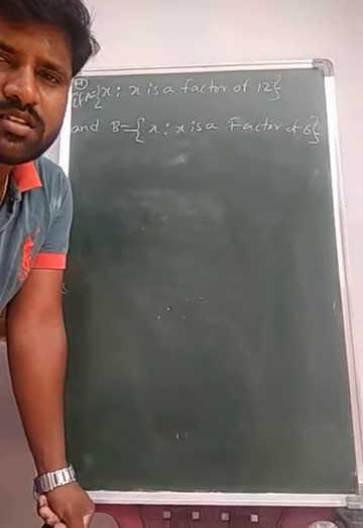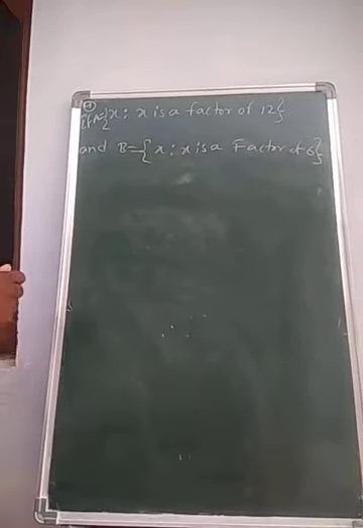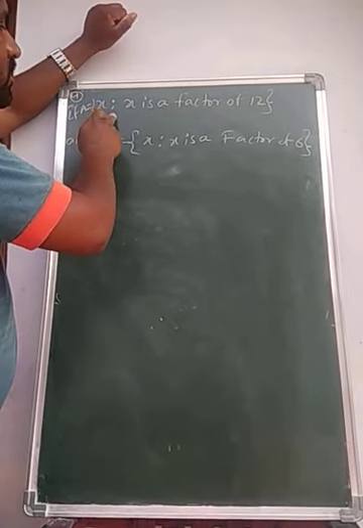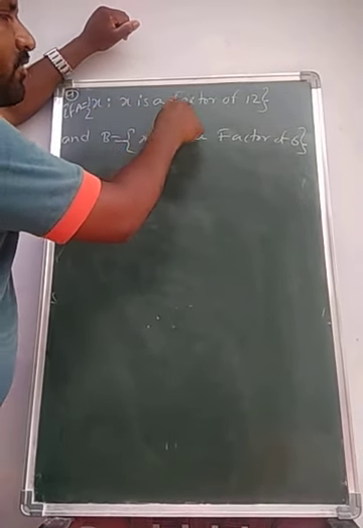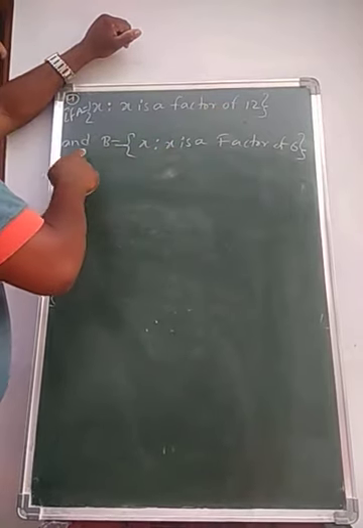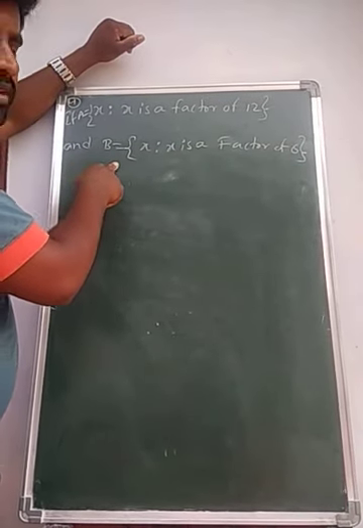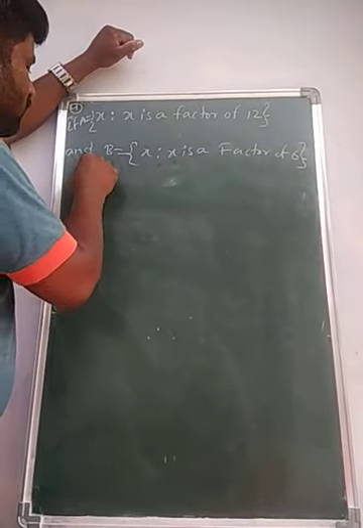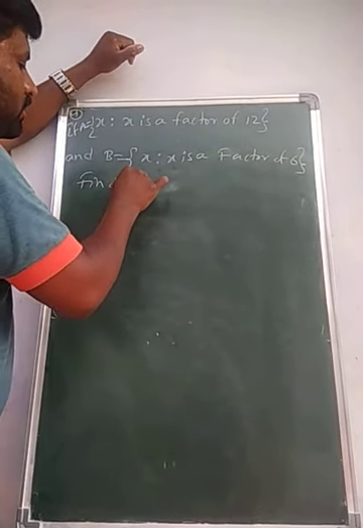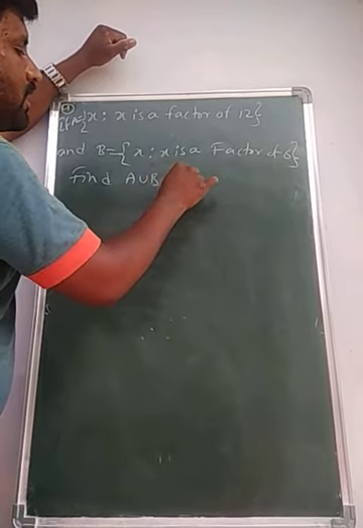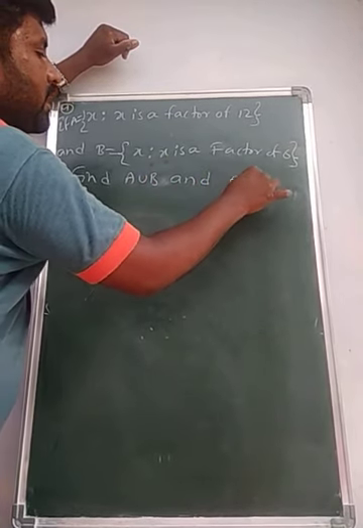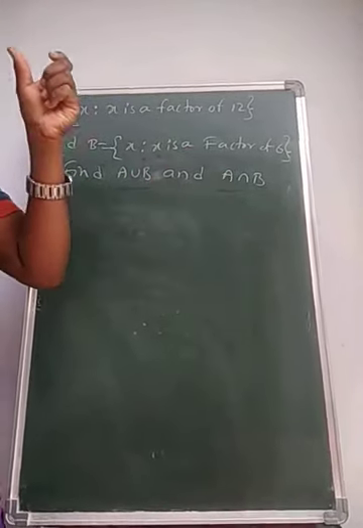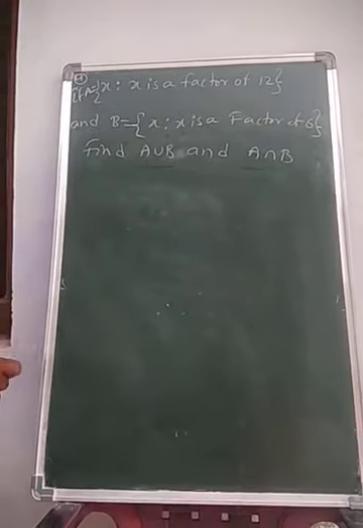Okay students, now the question is given like this. If A is equal to {x such that x is a factor of 12} and set B is equal to {x such that x is a factor of 6}, find A union B and A intersection B.